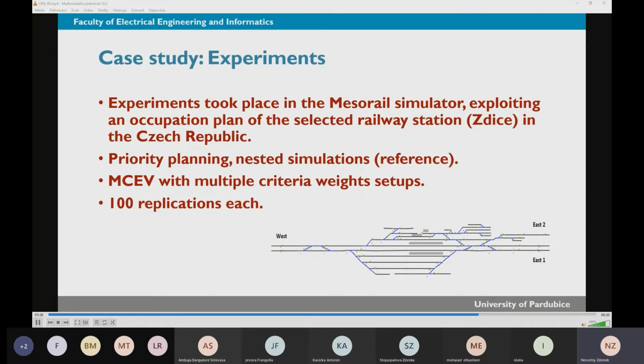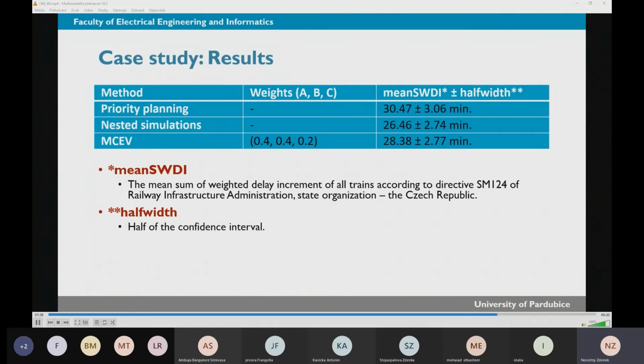Although initial criteria weights were calculated on the basis of the SATIS method, multiple weight setups were tested to provide the best result. The methods of priority planning and nested simulations were tested as well to set some reference values. The metric used for comparison is the mean sum of weighted delay increments of all trains in the simulation, according to a directive of the local railway administrator.